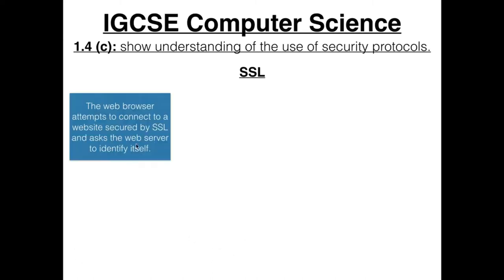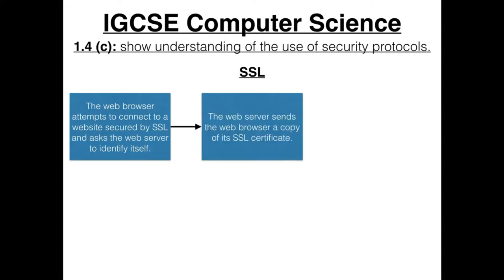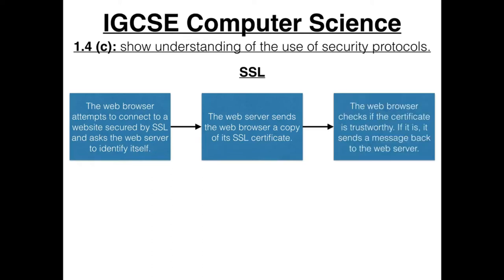So this is what happens. The web browser attempts to connect to a website secured by SSL and asks the web server to identify itself. So the web browser goes to the web server and says, "Who are you?" The web server sends the web browser a copy of its SSL certificate. So it's like, here's my identity, here's my passport, here's my certificate. The web browser checks the certificate to see if it's trustworthy. If it is, it sends a message back to the web server saying, okay, you're legit, I can trust you.